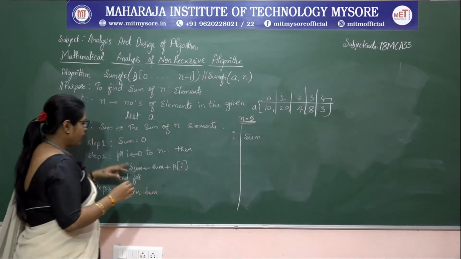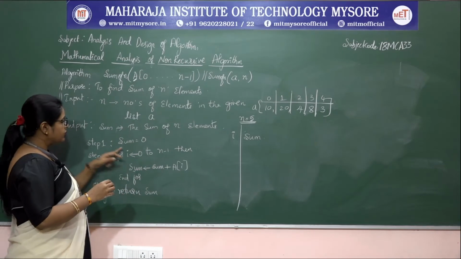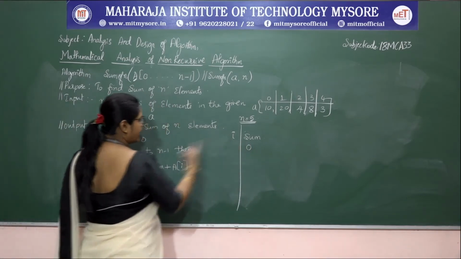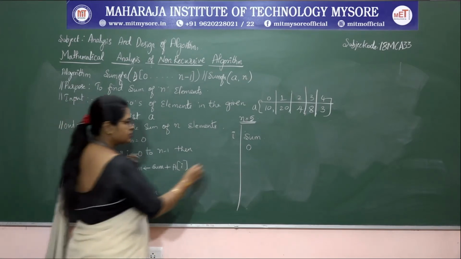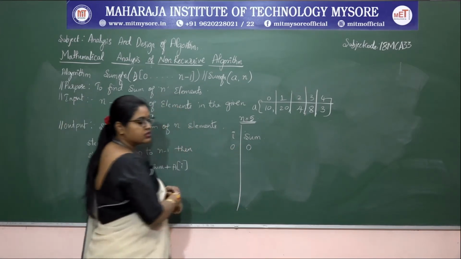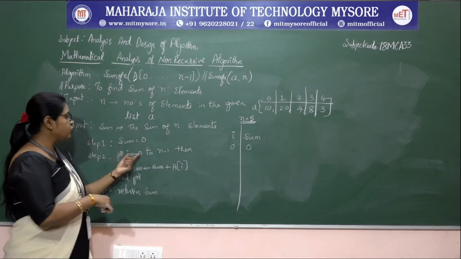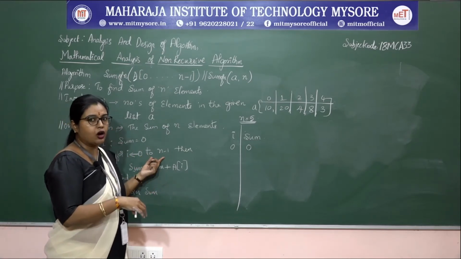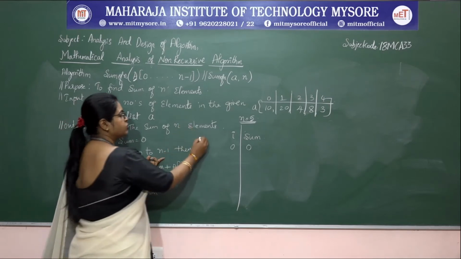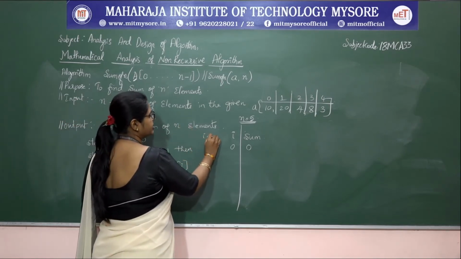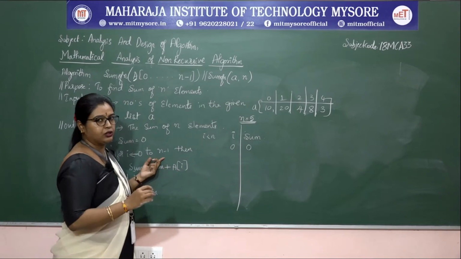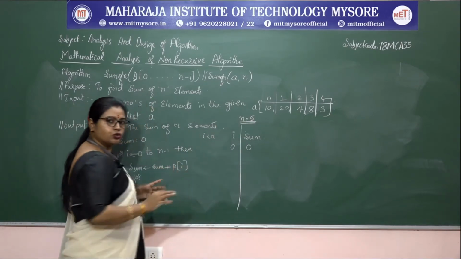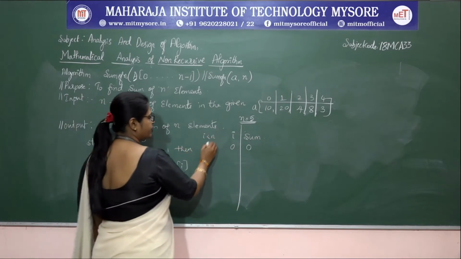Now i starts with what? 0. Firstly, sum is initialized to 0. Next, i starts again with 0. Now it is going to check whether it reached the end of the list or not. For that, we check whether i is less than n or not. So 0 less than 5 is true.